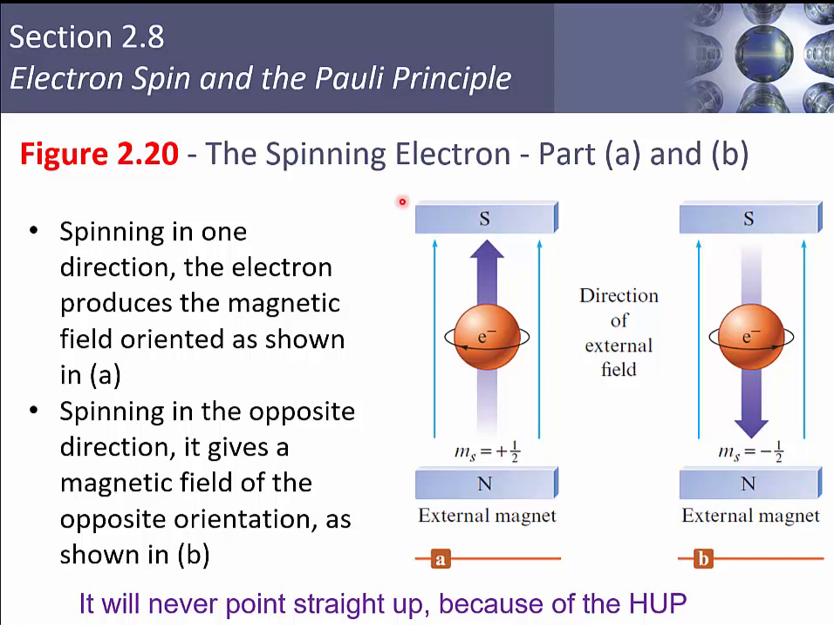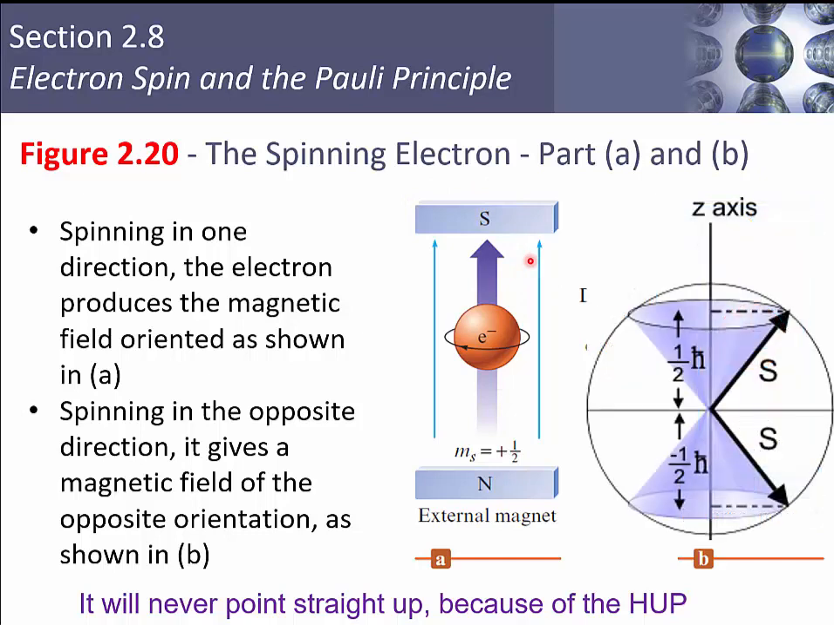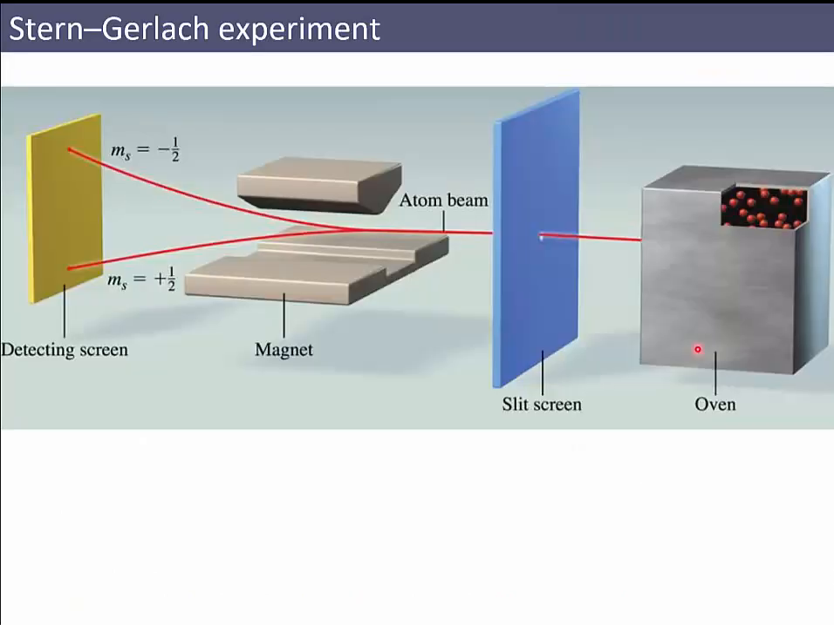Spinning in one direction, the electron produces a magnetic field, that's shown in A. Spinning in the opposite direction, the magnetic field in the opposite orientation is shown in B. And they will never, ever, as this picture shows, be straight up. The reason why they're never going to be straight up is because of the Heisenberg uncertainty principle. And so you're always going to have this little precession in here where it's not going to be exactly straight up.